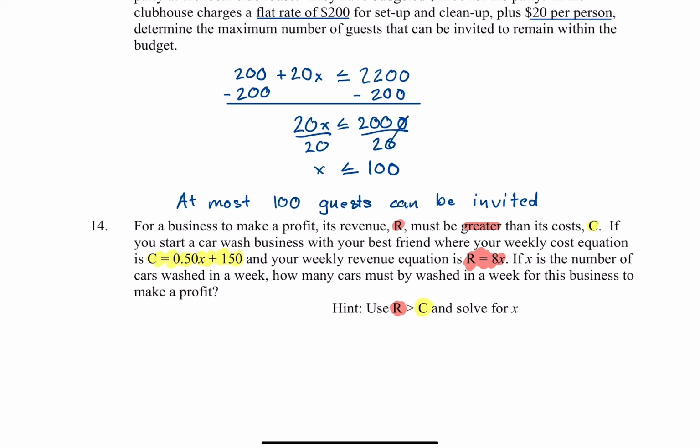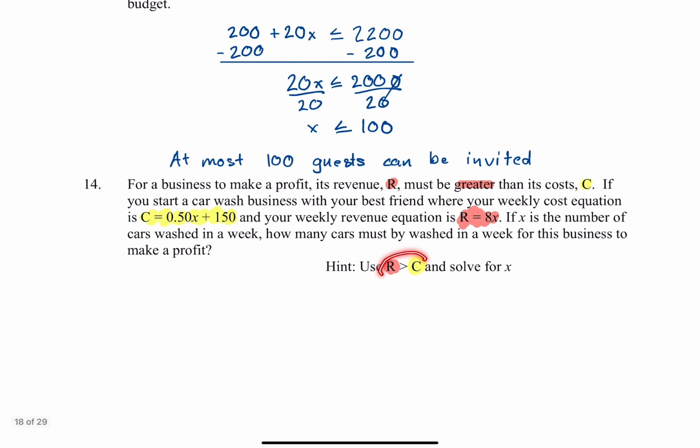And if X is the number of cars washed in a week, how many cars must be washed in a week for this business to make a profit? And again, that is to say this must be true in order for profit to be made.